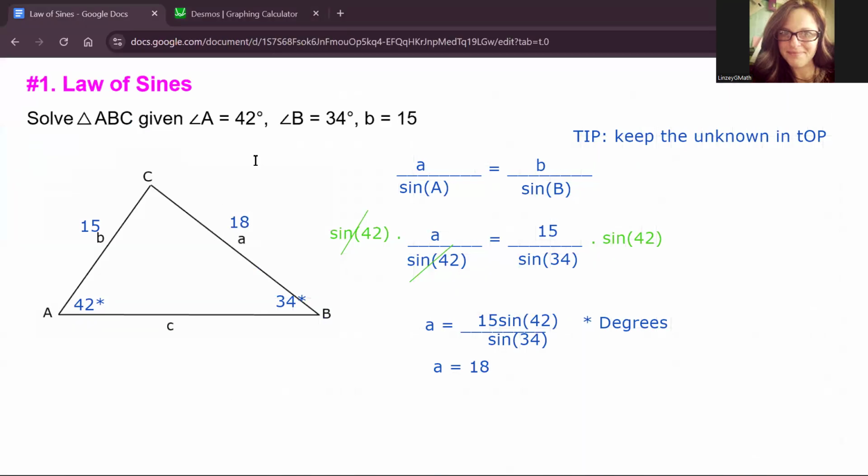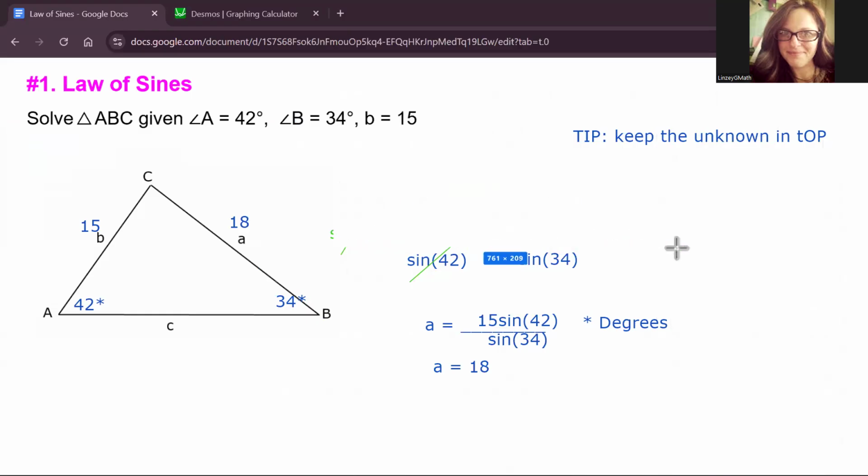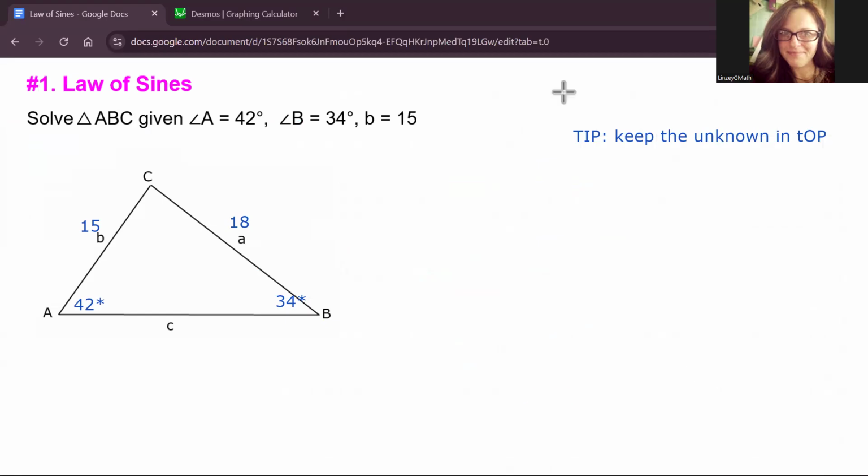All right, let's solve for angle C. Angles in triangles add up to 180 degrees. So 42 degrees plus 34 degrees plus angle C should add up to 180. So 180 minus 42 minus 34. We get 104 degrees for angle C. Now we have enough information to solve for side C.